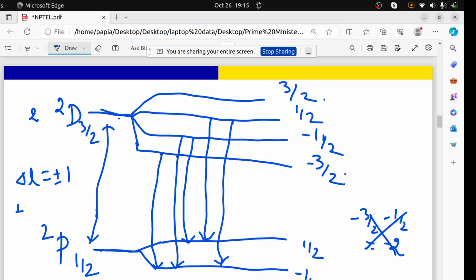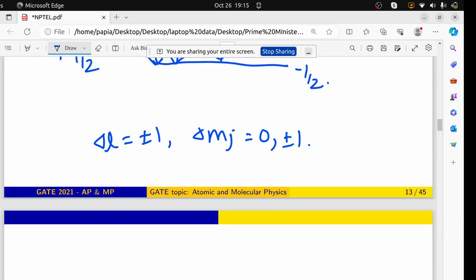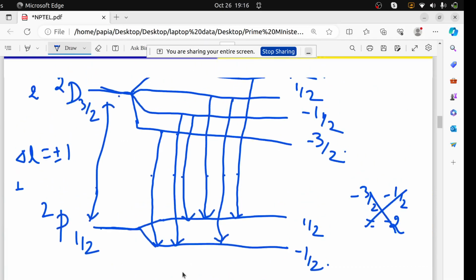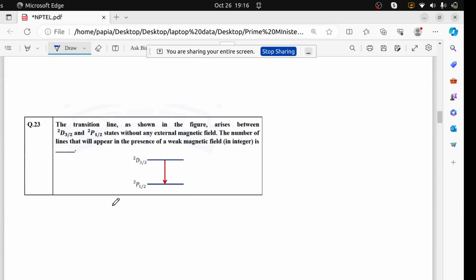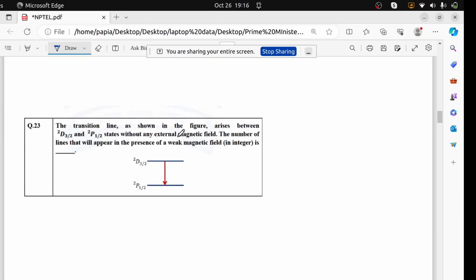Now from 3/2, there will be 1 line to half, because it is giving delta mJ as 1. So you can see here 1, 2, 3, 4, 5, 6. There are maximum 6 possible lines we are getting when we apply a weak magnetic field for that transition line. So our correct answer will be 6.